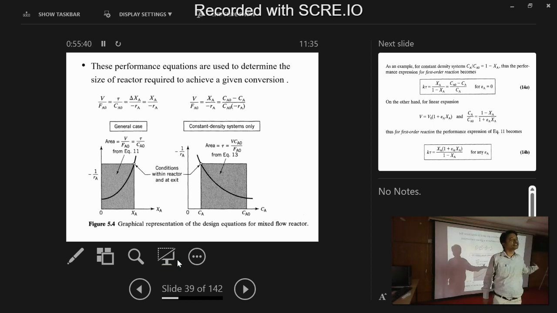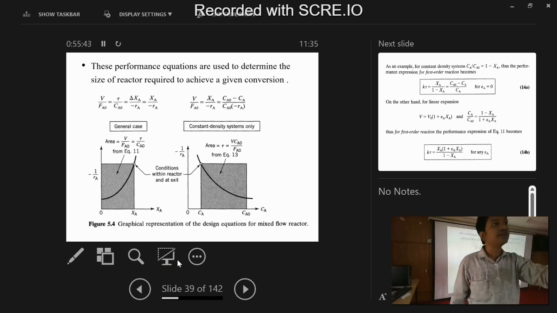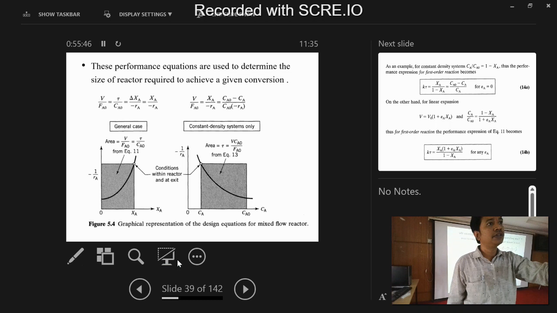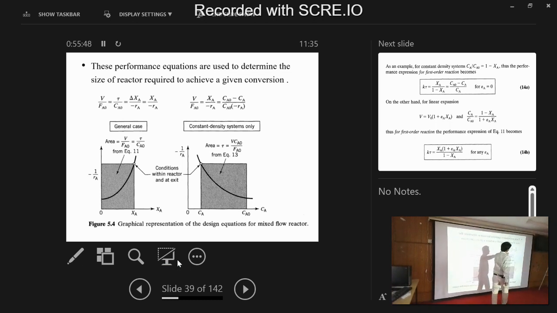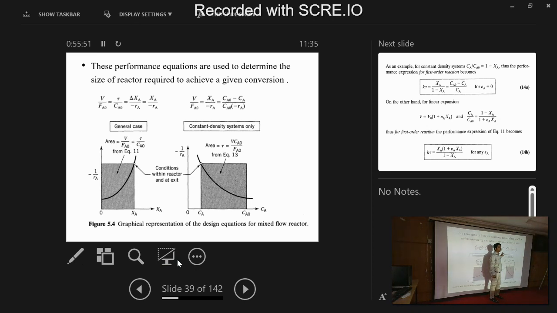There is no integration here. For the batch reactor, there is an integration term. Here there is no integration, just V by FA naught is equal to tau by CA naught is equal to XA by minus RA. So I need to take the complete area. Now this complete area is called V by FA naught. If I take a constant density system, then in terms of concentration, if I draw minus 1 by RA versus CA, I will get the area called tau.